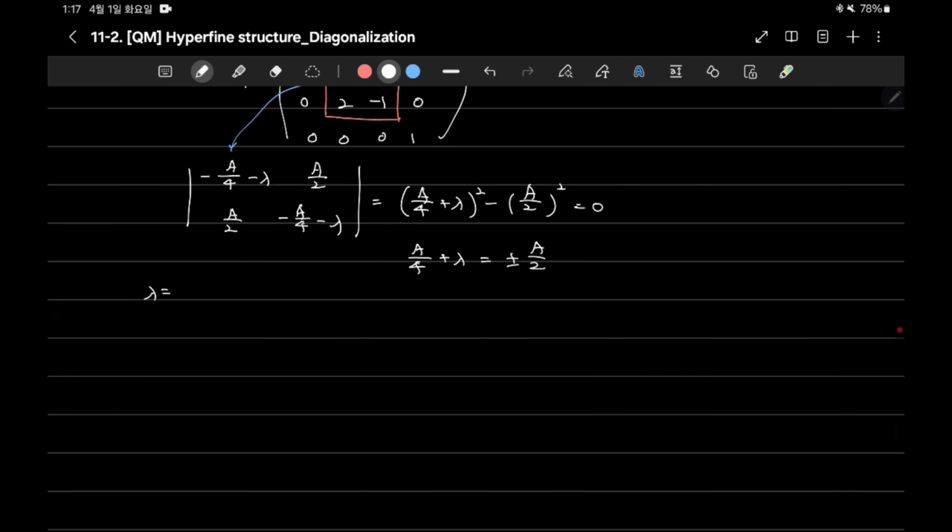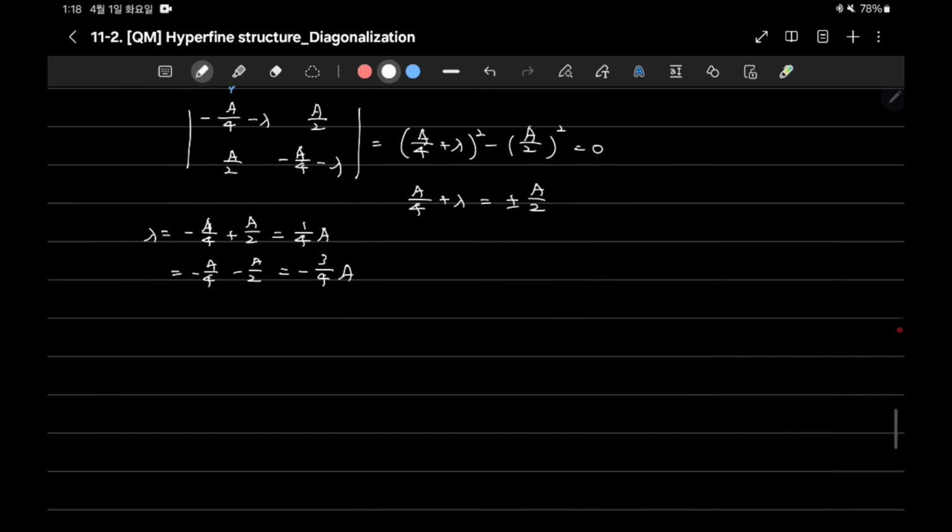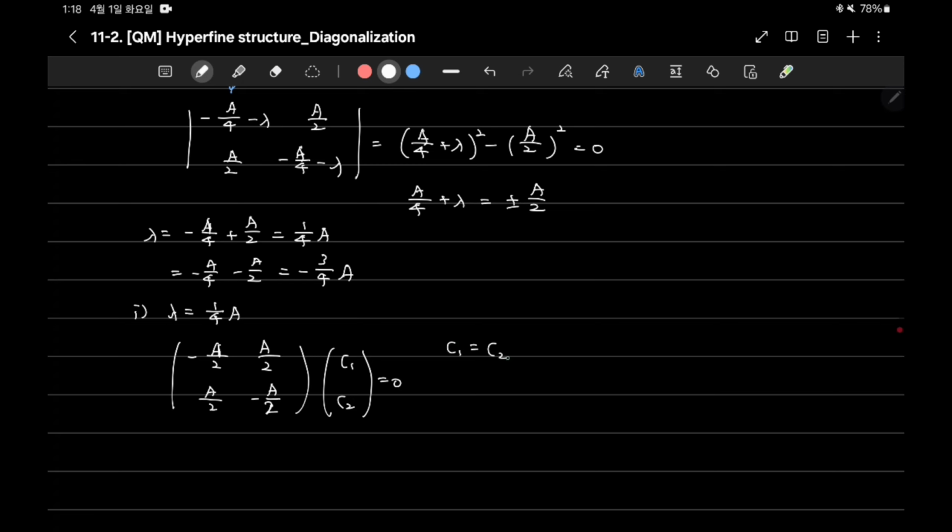So the first lambda is that minus a quarter plus half A is that half A. The other one is minus half A, that is minus 3/4 A. So in the case of lambda equal to quarter A, in this case the subspace matrix is A over 2, minus A over 2, and C1 C2 equal to 0. It means that C1 equals C2.